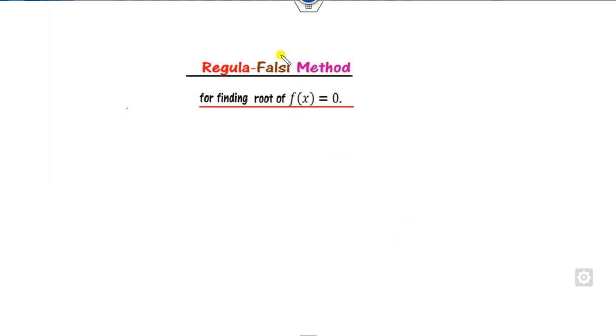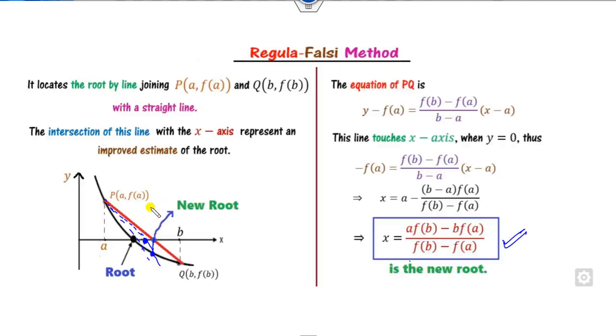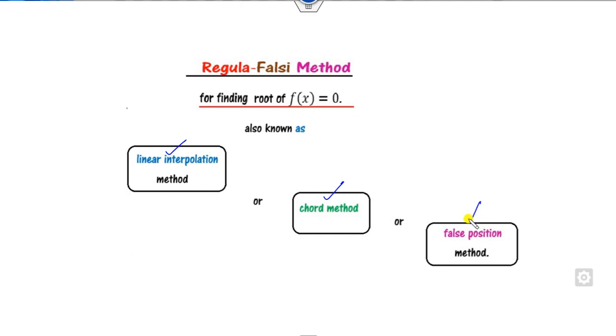Now how can you find the root of this? What is the algorithm behind that? First of all, this Regula Falsi method is also called the linear interpolation method. It is also known as the chord method. Why do we call it the chord? Because as you can see, I can join them, and what is the equation of this? This is nothing but the equation of the chord. Or it is also called the false position method.